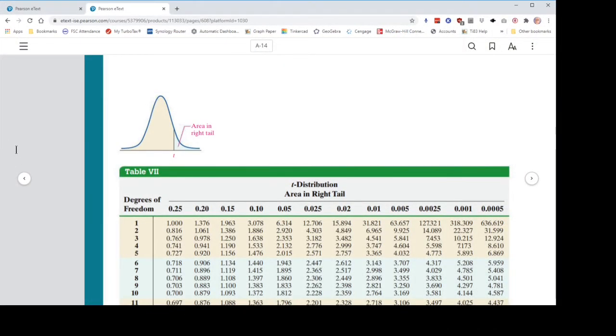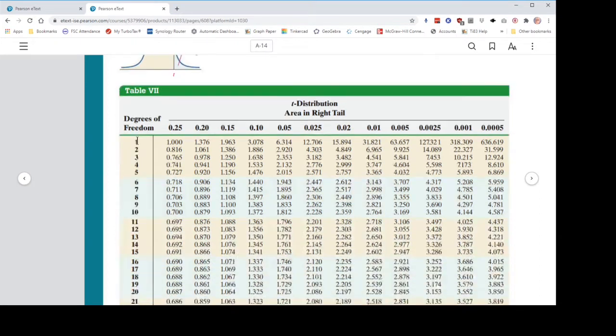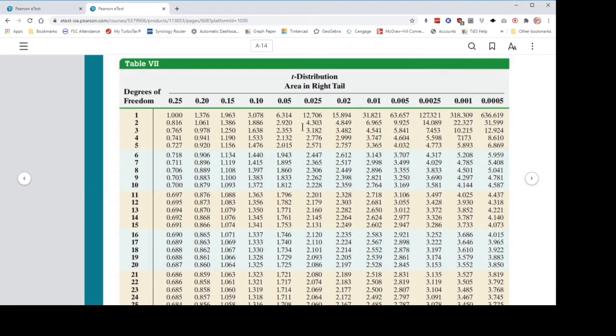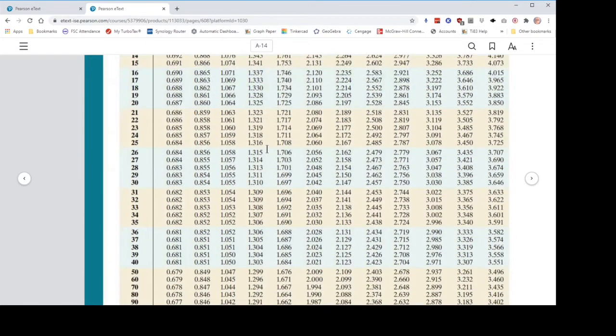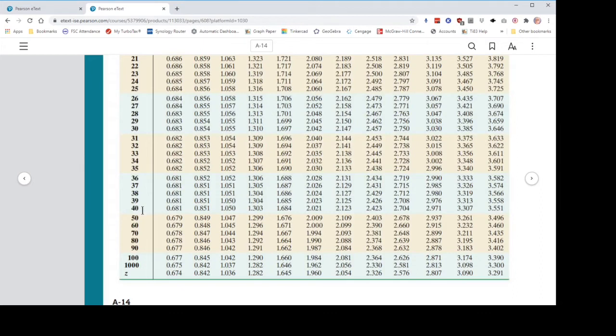All right, so here is the student t distribution, and alpha equals 0.05 is right here. And if I scroll down my degrees of freedom, notice that at 40, there is no 42. It jumps right from 40 to 50. So you're just going to go with whichever one of those is closer. 42 is closer to 40 than to 50, so 40 is what I'm going to use.